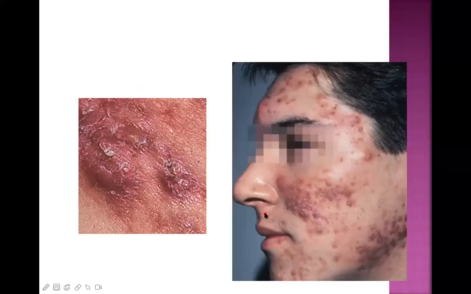Now there are some more pictures which show the same. See this, this is a very close or magnified view, a bit of a bump here, and if we squeeze, a lot of pus would come out, but let me warn you, you should not squeeze these unnecessarily. And this person has a very bad type of acne. Look at the cheeks, the forehead, the side of the temple, all these places are affected badly.